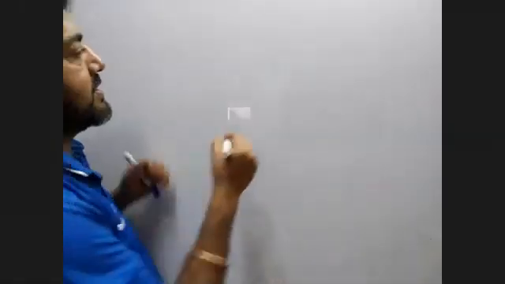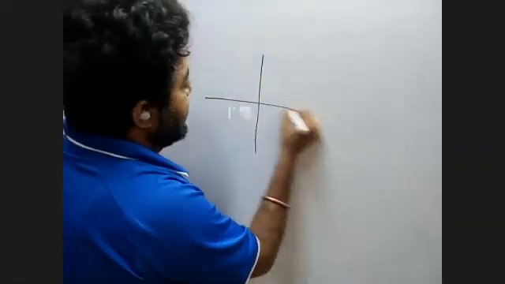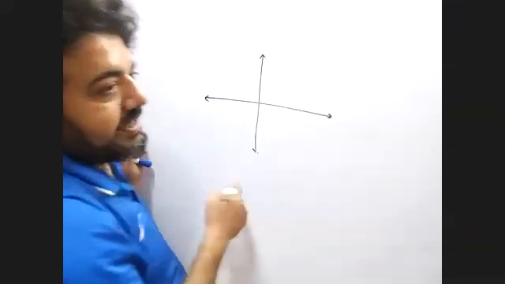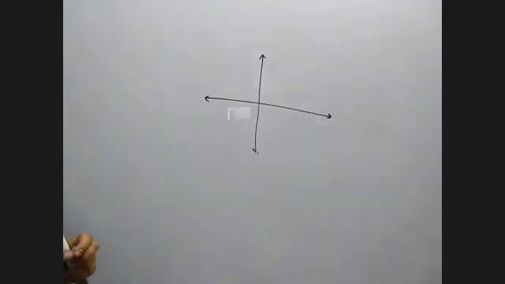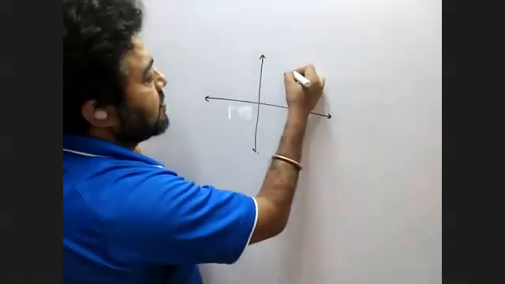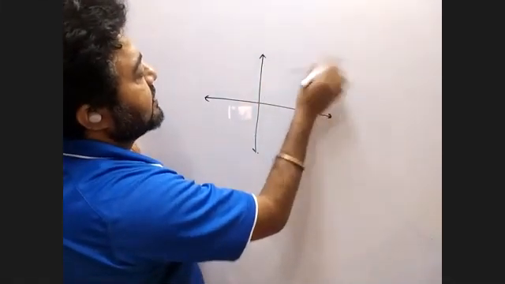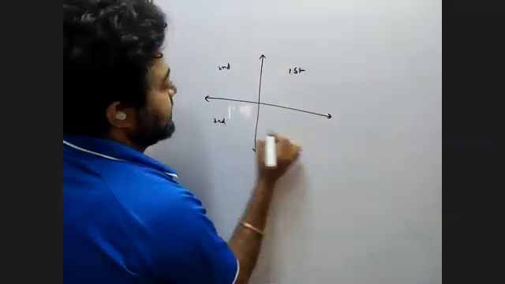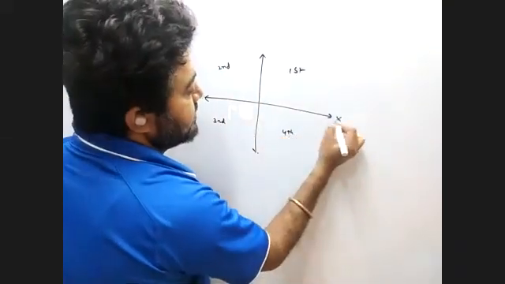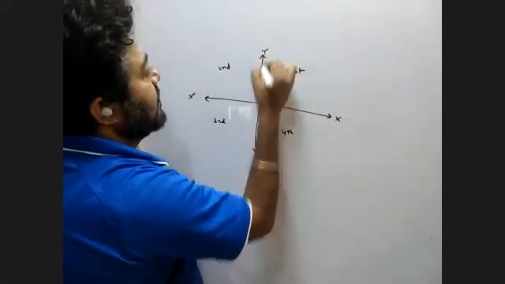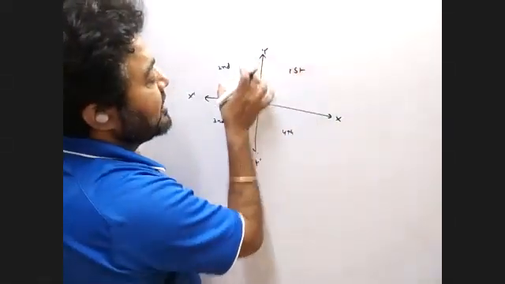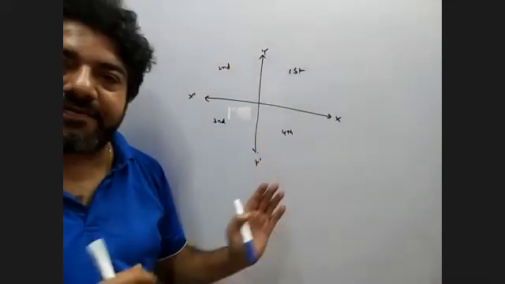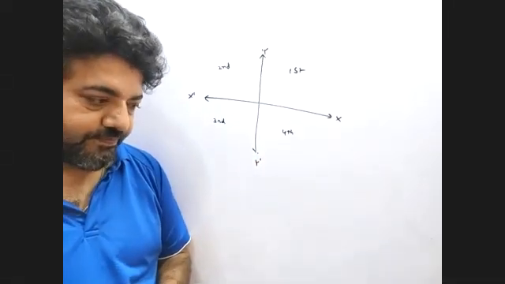The next very, very important thing is that we divide this 2D plane into 4 parts. That is called the 4 quadrants. This is the first quadrant, this is the second quadrant, this one is the third quadrant, and this one is the fourth quadrant. This is x, x dash, y, y dash. And each part, in terms of angle, is 90 degrees. Is it clear, everyone?